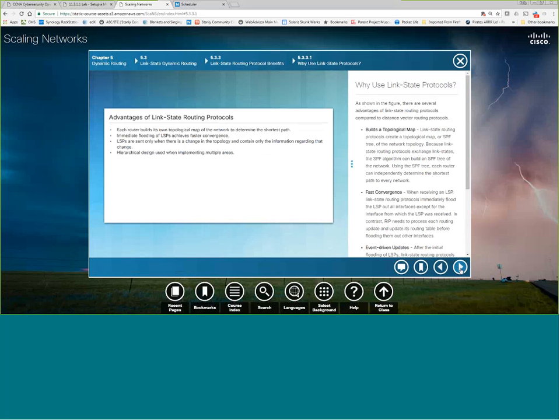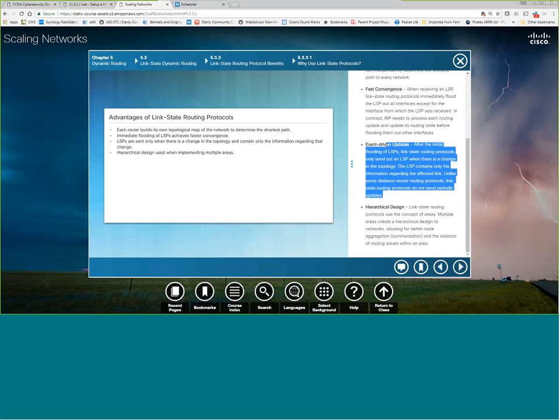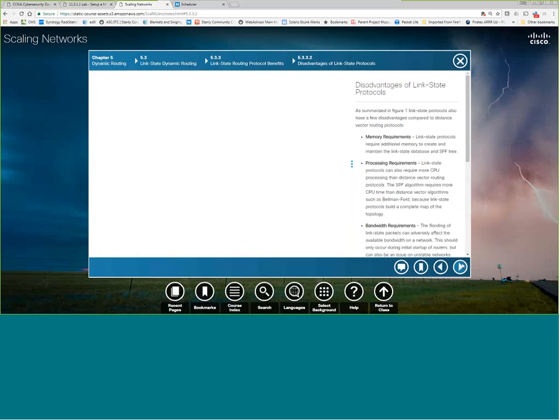You can do summarization to make sure that if a single link goes down, that doesn't get flooded out to every single area across your entire 4,000 site corporation. So it's got a hierarchical design that we will talk about. It also has these event-driven updates, which means you're not flooding your route table out to everybody. It only sends out LSPs, or link state packets, when there's an actual change on the network.